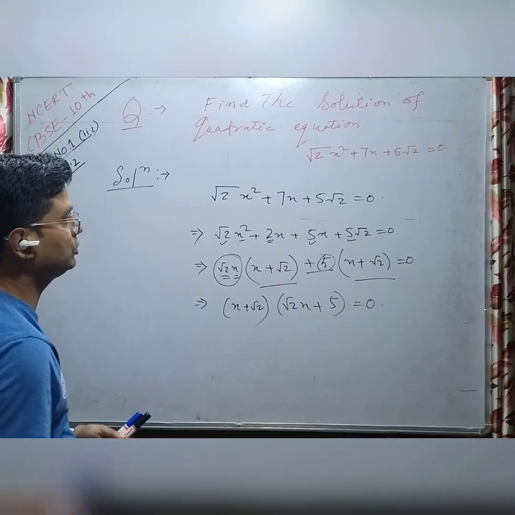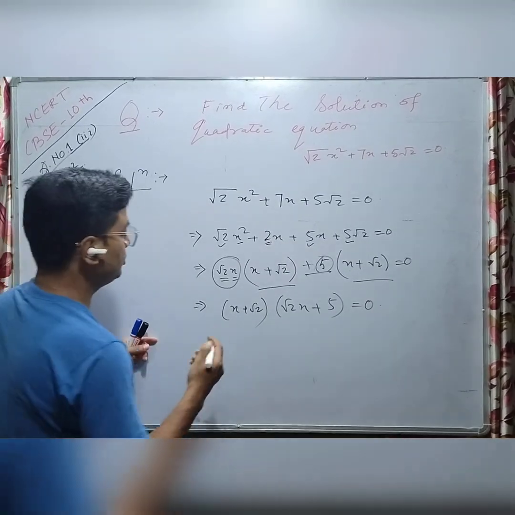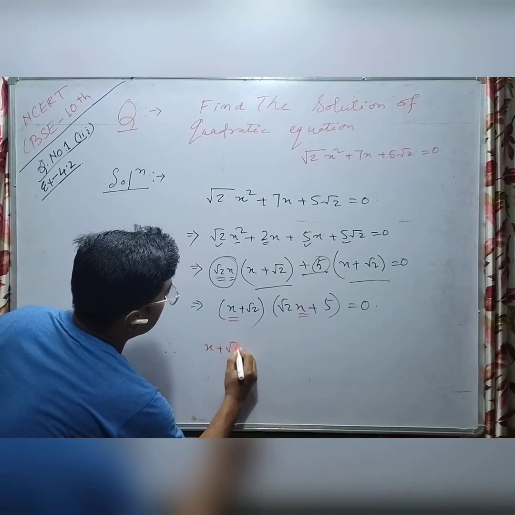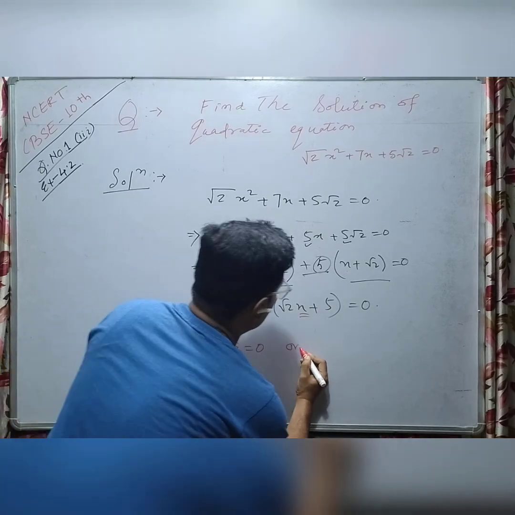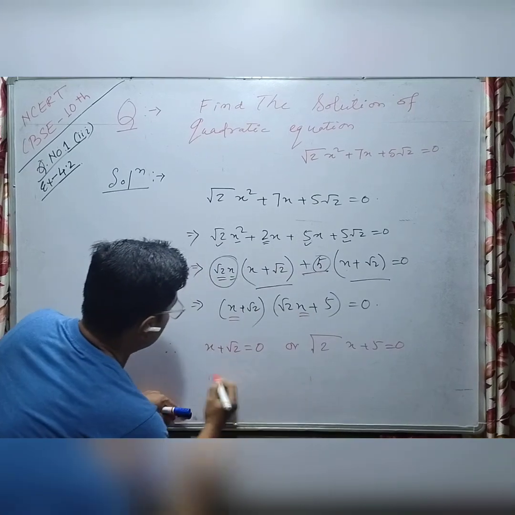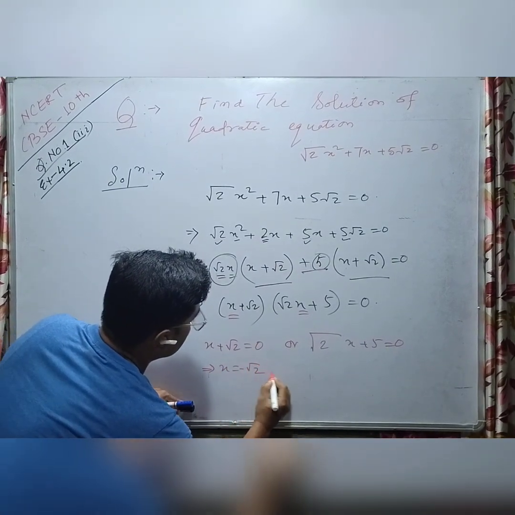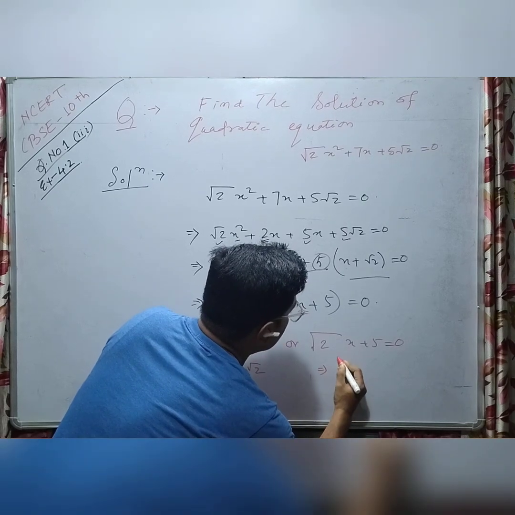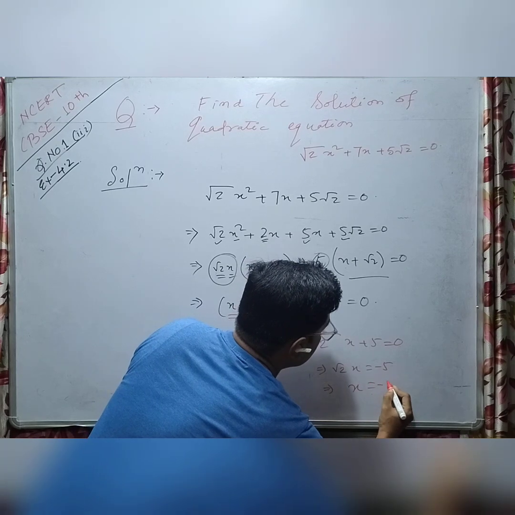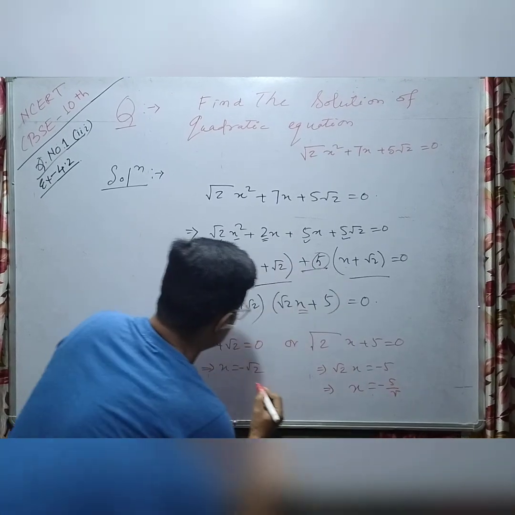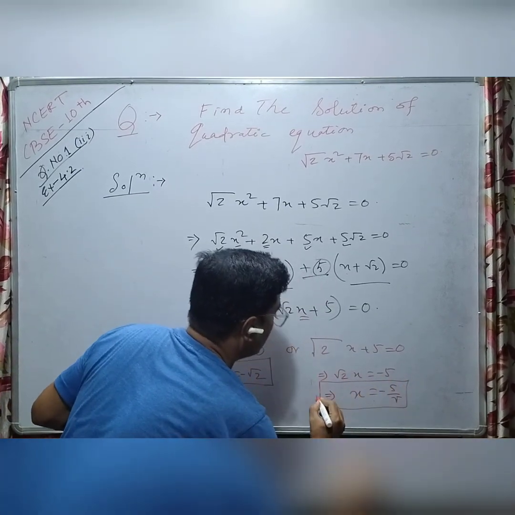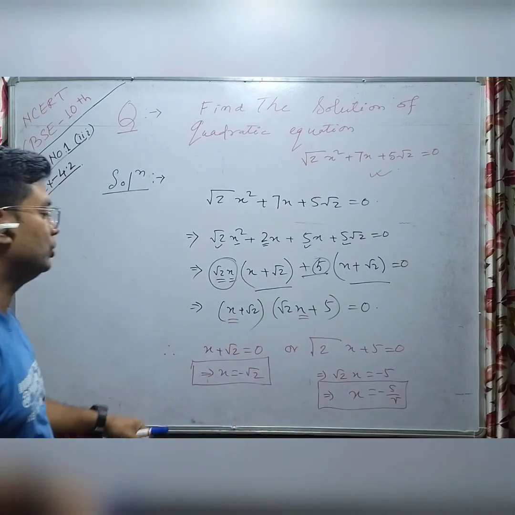Now, what will be the solution of this quadratic equation? The solution of this quadratic equation is the value of x. Therefore, x plus root 2 is equal to 0, or root 2 x plus 5 is equal to 0. See, x is equal to minus root 2, and from here root 2 x is equal to minus 5, and x is equal to minus 5 by root 2. These are the solutions of this quadratic equation.